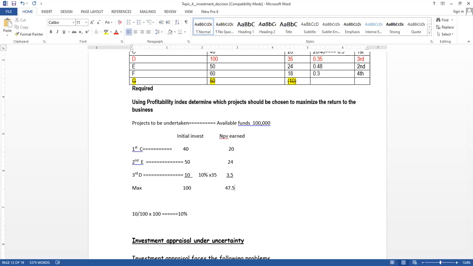So that is how I'm going to select the projects. And of course, the above selection would maximize the return to the business. Of course, using profitability index. Okay. I think that one is okay. Any issue on the PI?